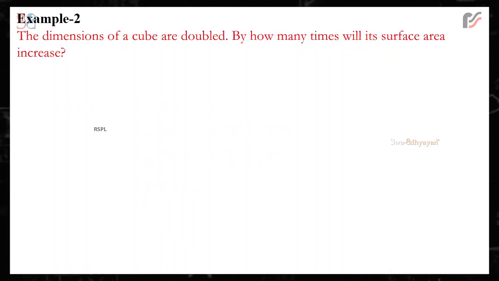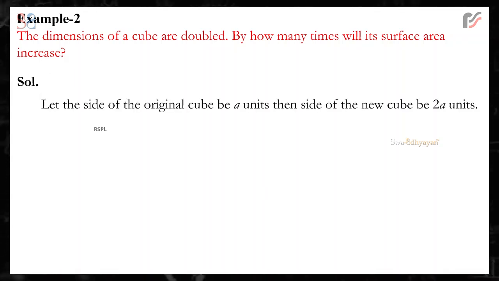Example 2. The dimensions of a cube are doubled. By how many times will its surface area increase? Solution. Let the side of the original cube be a units, then the side of the new cube will be 2a units.